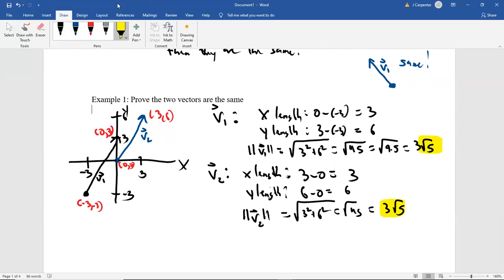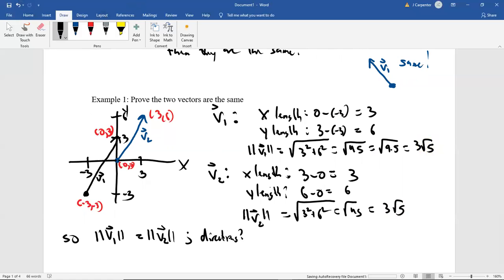This length matches that length, so they're the same length. So the magnitude of V1 is equal to the magnitude of V2. What about the directions? Well, I already alluded to this earlier. If they're parallel lines, then they have the same slope. And direction.